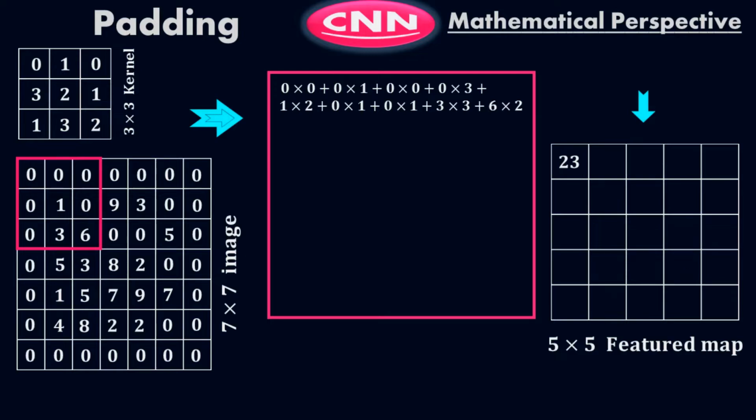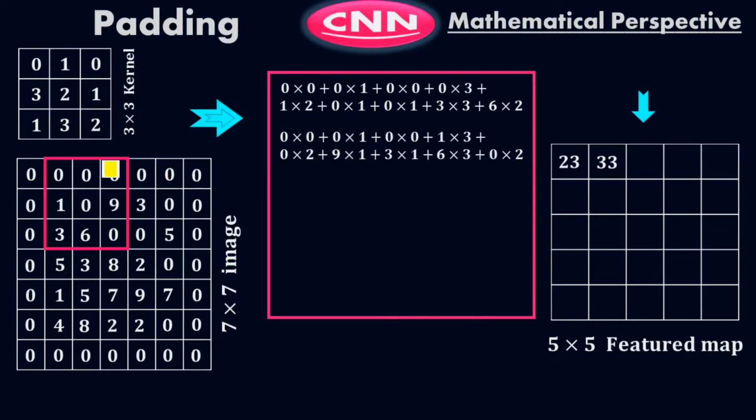We are applying stride 1 here. So leave the first column and pick this 3 by 3 matrix. Take the product, you will get the value 33. Look at here, just take the product of this matrix with the kernel. 0 times 0 plus 0 times 1 plus 0 times 0 plus 1 times 0 plus 1 times 3 plus 0 times 2 plus 9 times 1 plus 3 times 1 plus 6 times 3 plus 0 times 2.